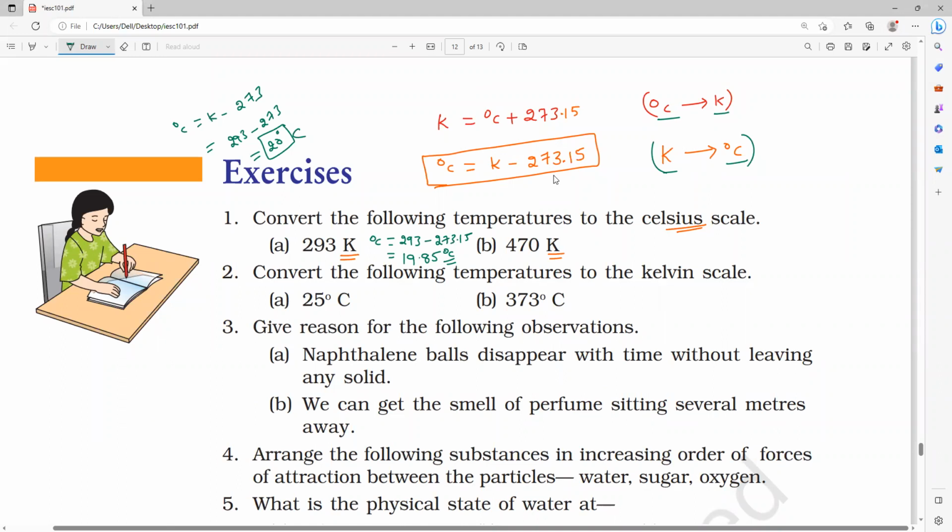Next, 470 Kelvin. So what will happen? 470 minus 273.15. If you want, you can take the .15, or if you don't want, you can remove it. Nothing wrong in that. So 470 minus 273.15, what is the answer? Which is equal to 196.85 degrees Celsius, or approximately 197 degrees Celsius.